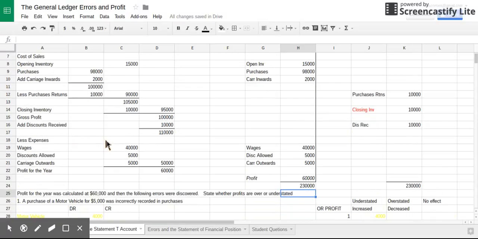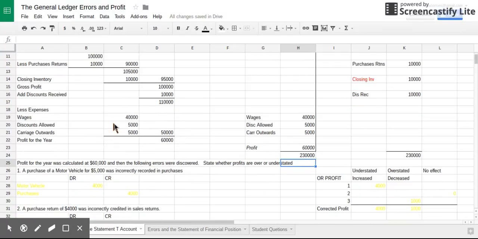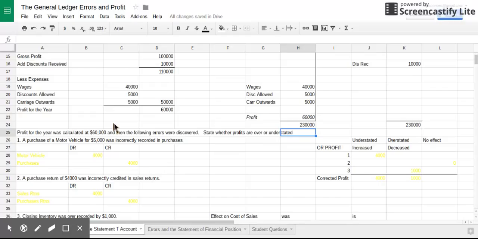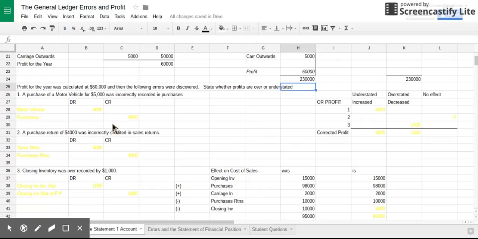Why is it useful? Well, it's useful because what that's going to allow us to do is think about journal entries, how they affect profit, because what we can think about is if we credit something that goes into the income statement, we're going to increase the profit. And if we debit something because of an error in the income statement, we're going to reduce the amount of profit. So I've got three examples here, all pretty straightforward.